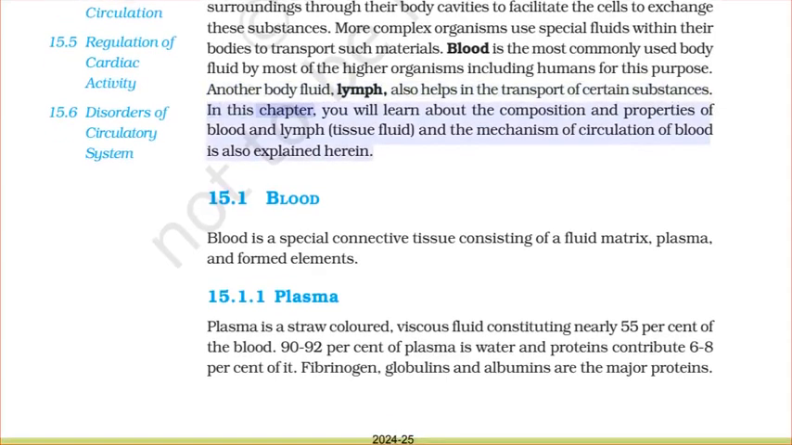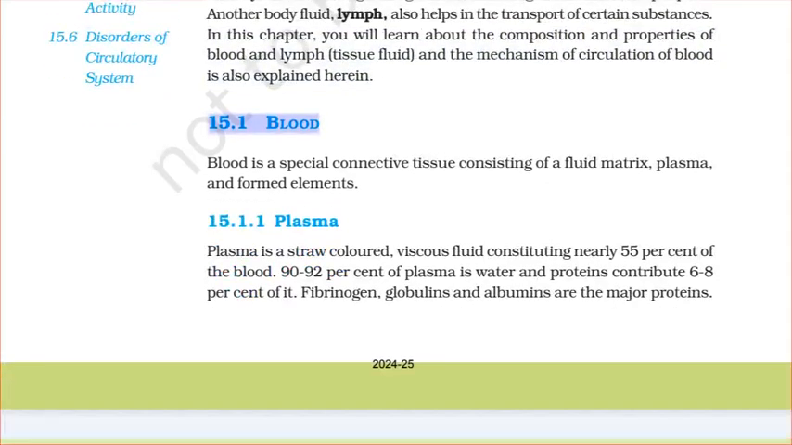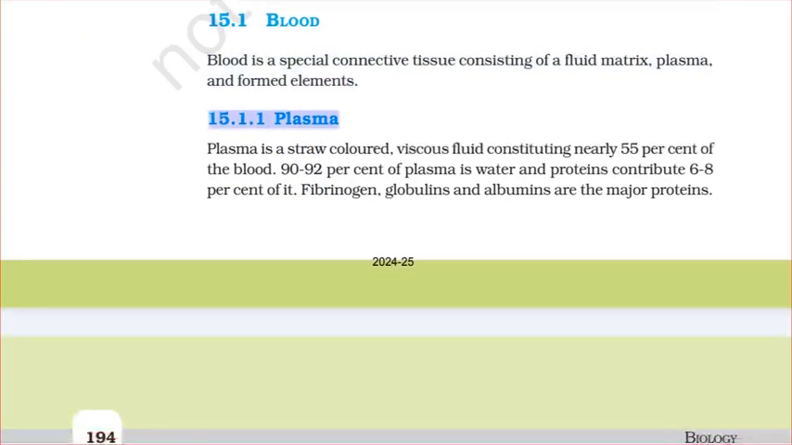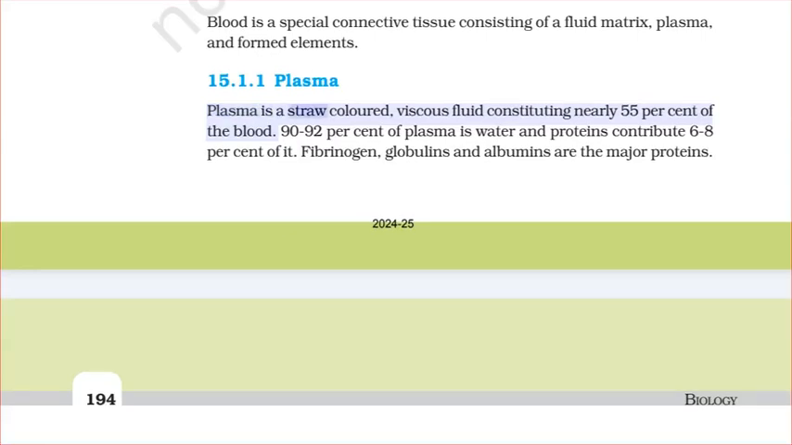In this chapter, you will learn about the composition and properties of blood and lymph, tissue fluid, and the mechanism of circulation of blood is also explained herein. Blood. Blood is a special connective tissue consisting of a fluid matrix, plasma, and formed elements. Plasma. Plasma is a straw-colored viscous fluid constituting nearly 55% of the blood.